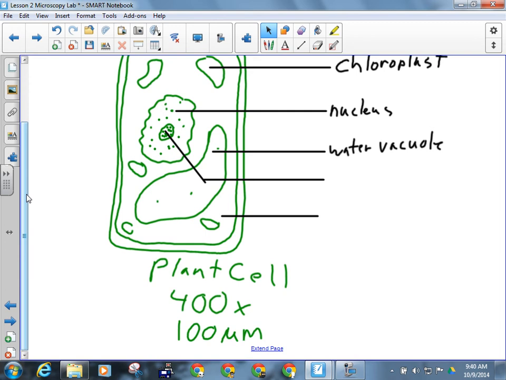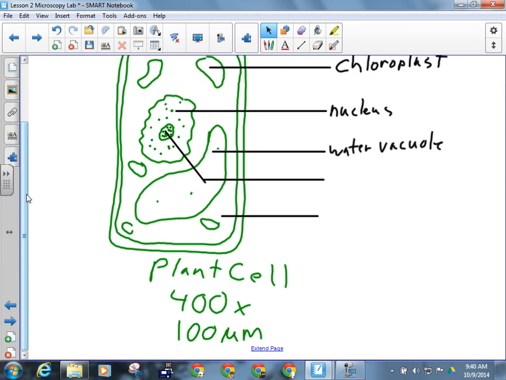The magnification at which you viewed it. So if you looked at it on high power, that would be 400x. If you looked at it on scanning power, that would be 40x. And your estimated size. That's why we went over all that stuff about estimating the size of an object. The estimated size of the object is the last thing that goes on there. Everybody with me on that one?